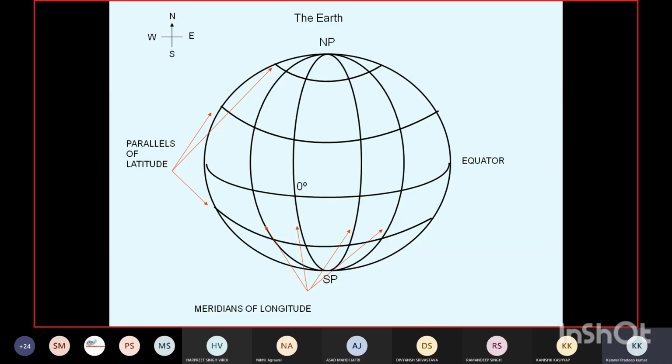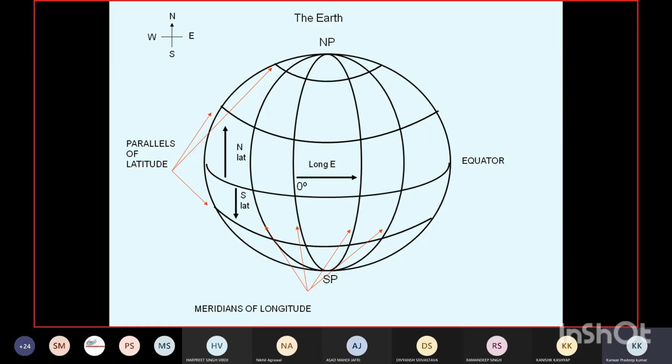All the meridians are great circles because the plane passes through the center of the Earth. The equator is a great circle, but parallels of latitude are small circles. They are not a great circle. So above the equator is northern latitude, below is southern latitude. 0 degrees longitude is an imaginary line passing through Greenwich Village near London, the Greenwich Meridian.